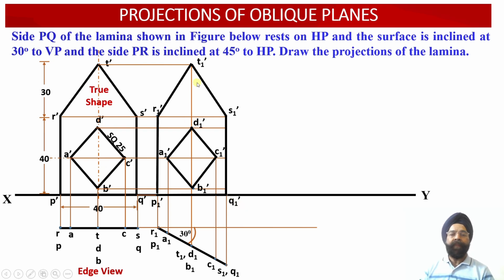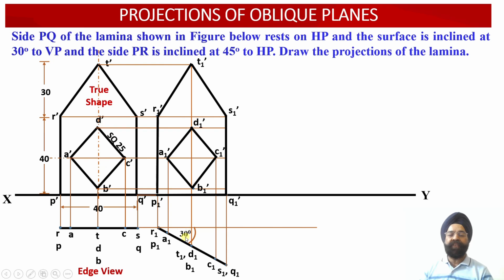So this way, we get the apparent shape projections of this lamina, which has a square hole located over here, in this orientation. These projections are the apparent length projections because the surface of the lamina happens to be inclined with respect to the vertical plane at an angle of 30 degrees.